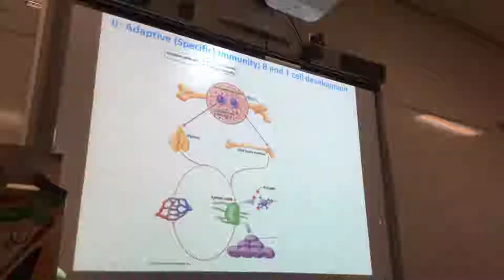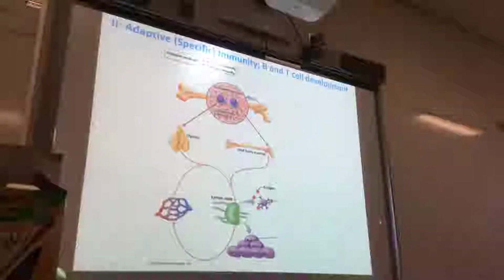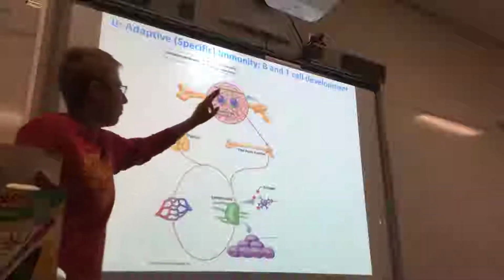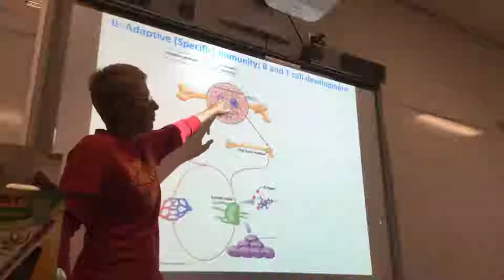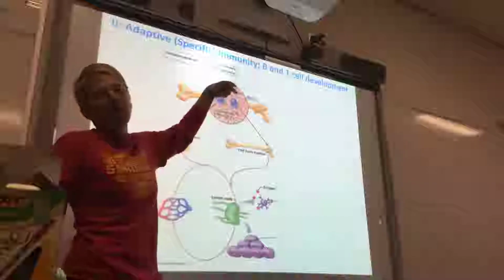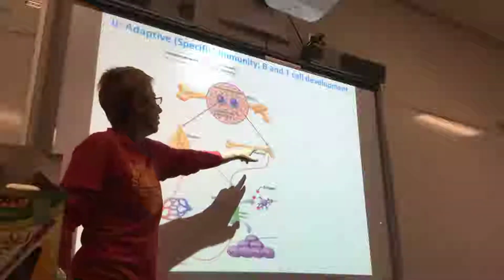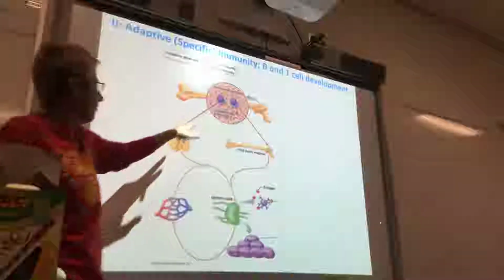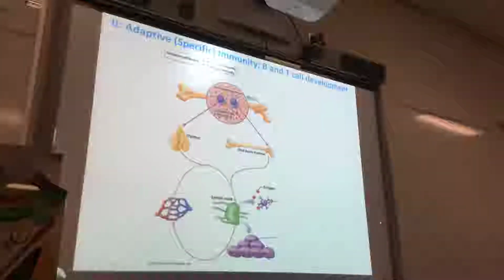B and T cells. B and T lymphocytes are born in the red bone marrow. Don't be tricked on this test question. Like you're born somewhere, but then you might go somewhere else to mature. B lymphocytes stay in the red bone marrow and become mature. T lymphocytes go to the thymus and mature.